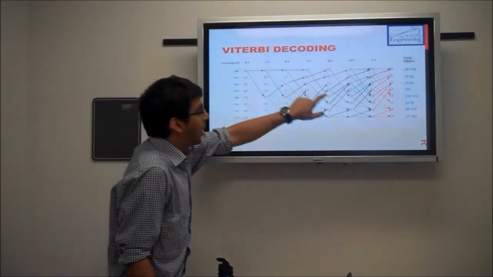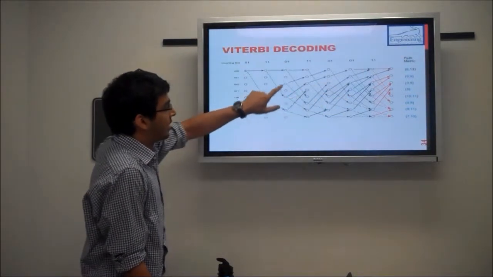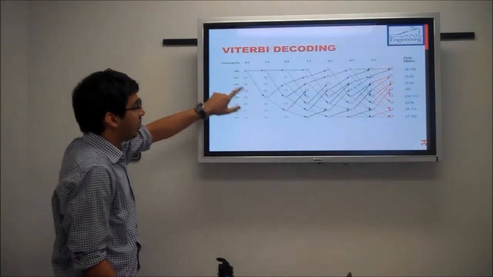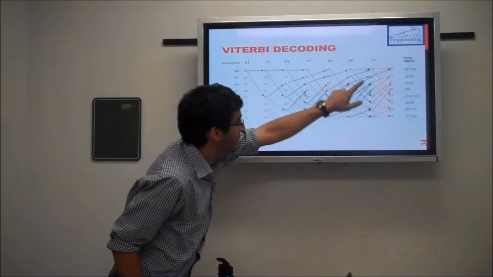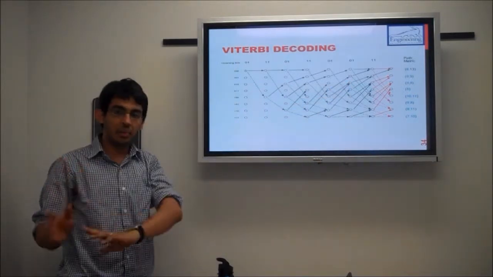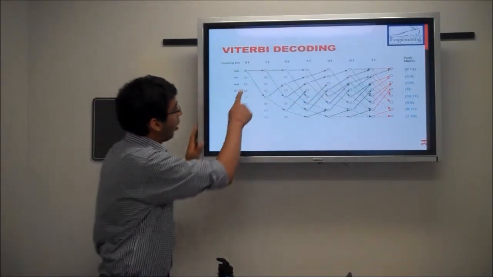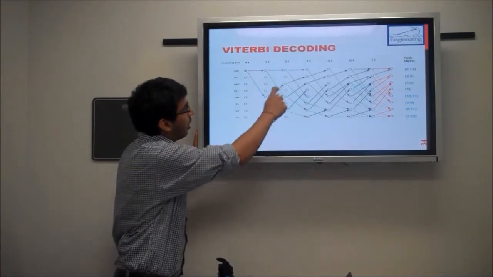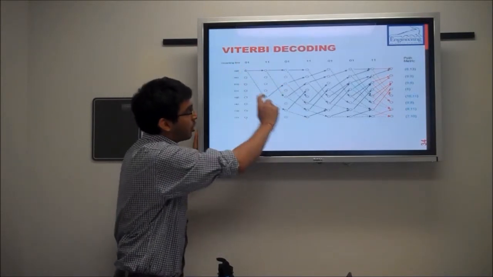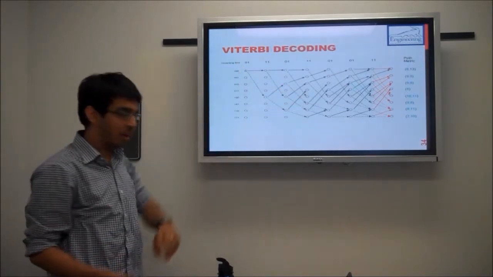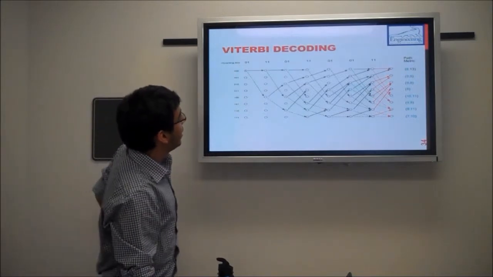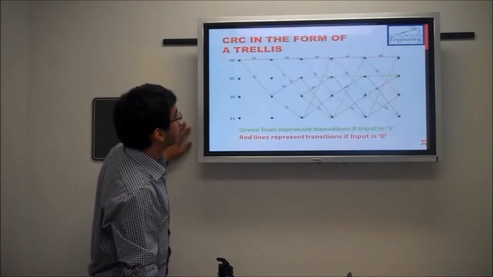So we will take this path right here, which has a path metric of 13, and then we say that okay, now this path which has a path metric of 13 is the final path, and all the received values corresponding to this path would be the actual received values. So this is how the conventional Viterbi decoding algorithm works.